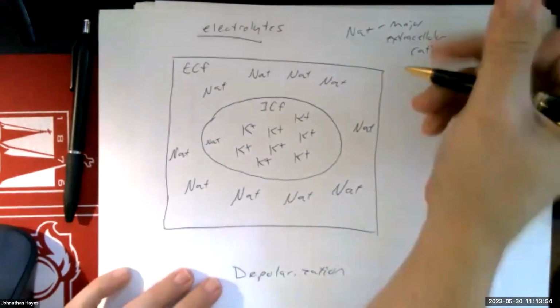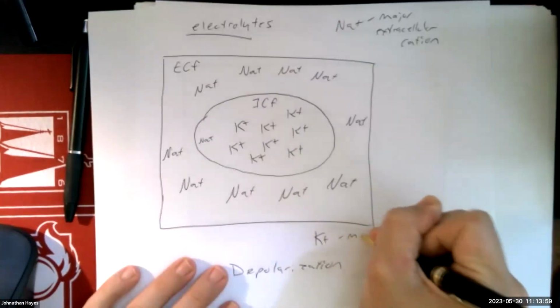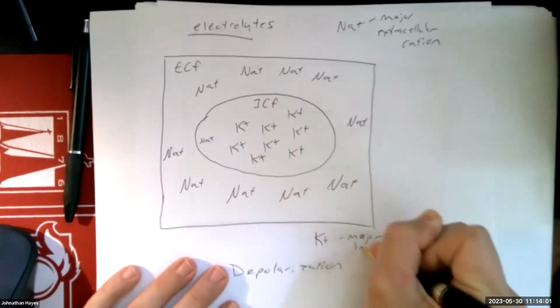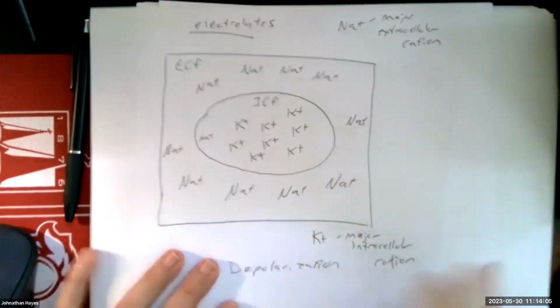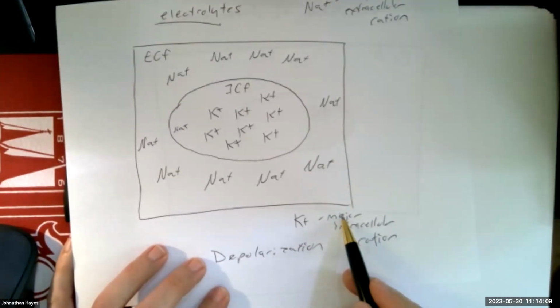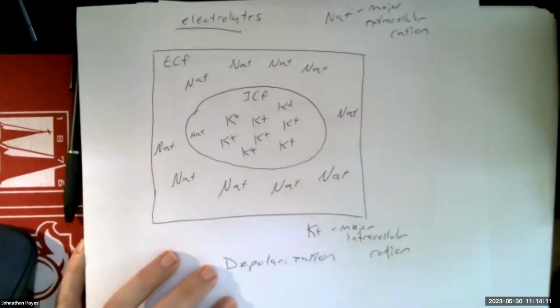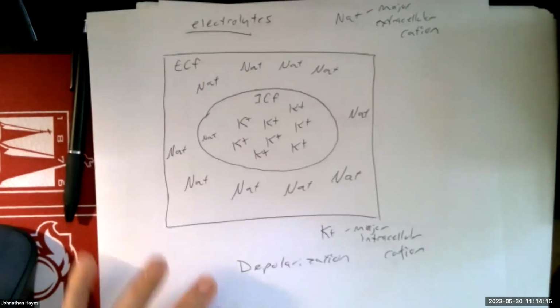So potassium, I'll just write it down here, is your major intracellular cation. So again, a cation is a positively charged ion that we find in the highest abundance inside of cells. Okay. And again, it's not alone. There's plenty of other ions.